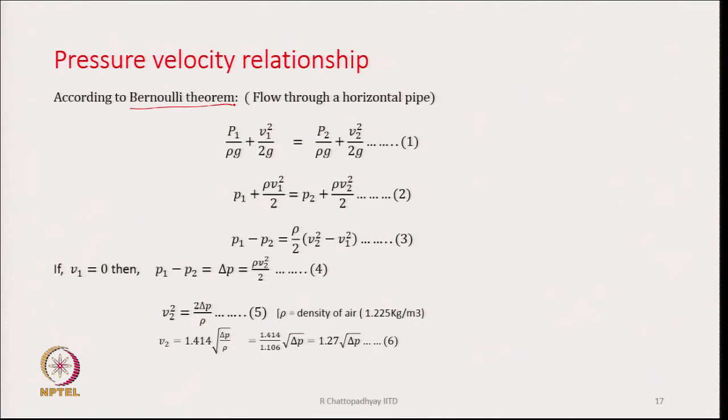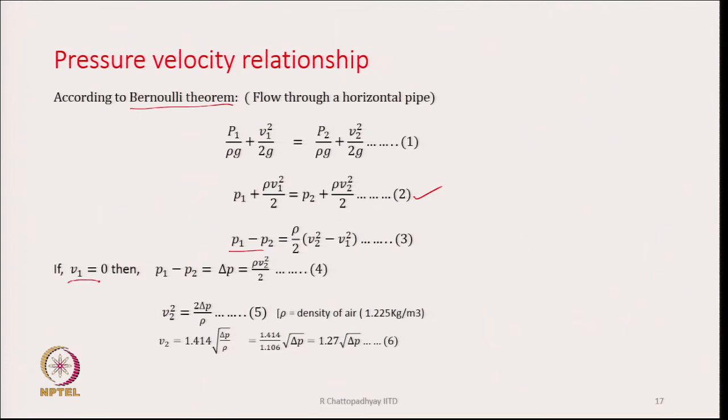So, from equation 1 we can write equation 2. We have g on both the left and right hand side, so we can omit g. So, P1 plus rho V1 square by 2 equals P2 plus rho V2 square by 2. Rho is the density of air. So, we are assuming that there is no change in the density of air. So, P1 minus P2 becomes rho by 2 into (V2 square minus V1 square).